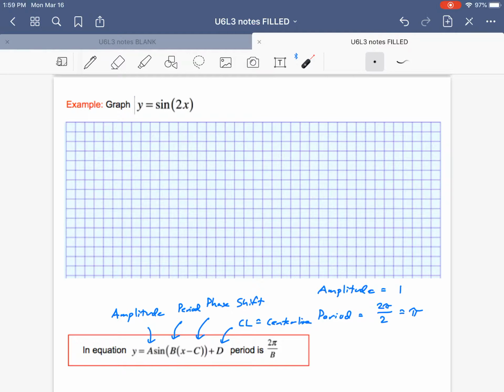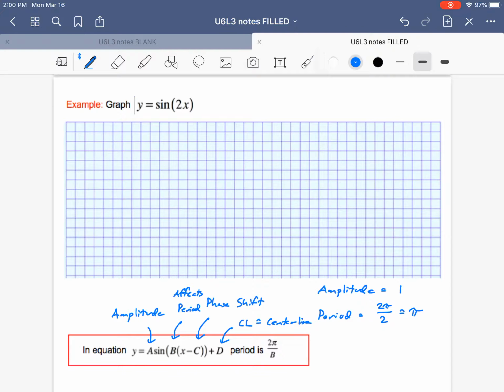And I want to be clear, this value right here, b, is not the new period. We have that formula over here. The period's equal to 2 pi over whatever b is, okay? So don't get confused with that. Maybe I'll do this to make it less confusing. I'll say it affects the period.